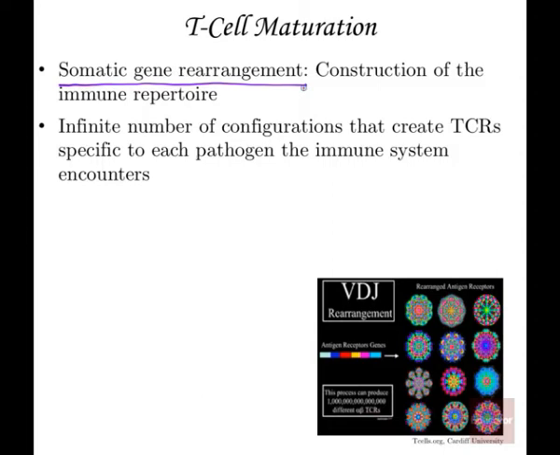to create more T cells that have that very specific T cell receptor. As we can see from this figure down below, there are an infinite number of configurations that are possible in terms of creating this very specific T cell receptor, and therefore these T cell receptors can of course get selected for through this somatic cell gene rearrangement.